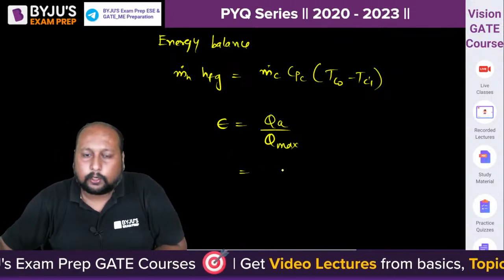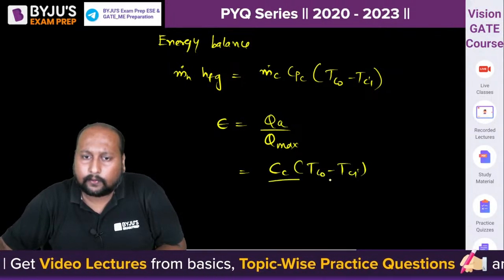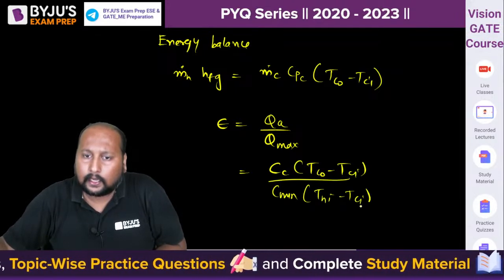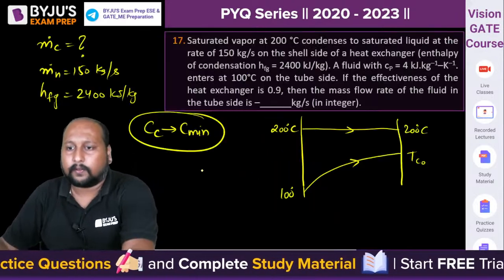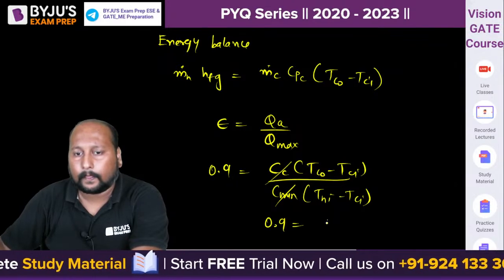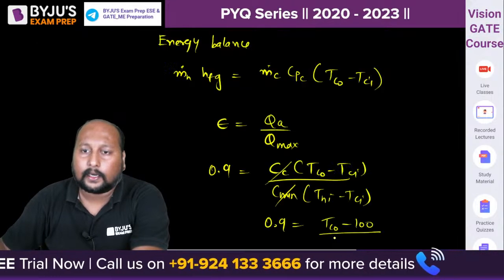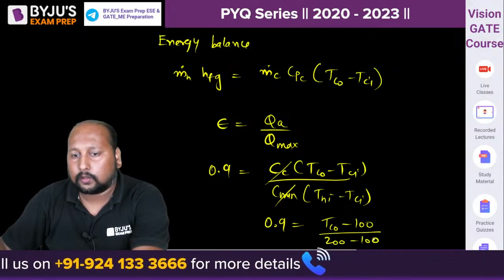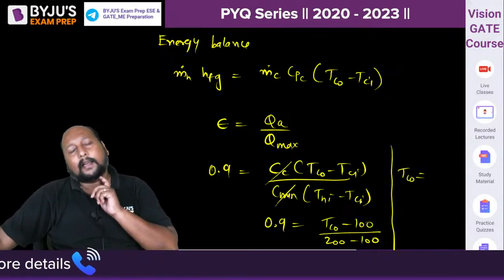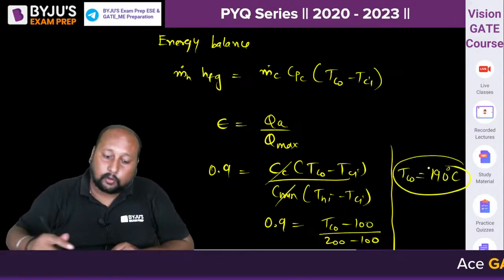So we can say this is equal to CC into TCO minus TCI divided by C minimum into THI minus TCI. This both get cancelled out. This value is given as I think 0.9. So from here I can get the value of TCO. TCI is given as 100. Hot inlet is 200 minus 100. So from here, what is the value of TCO you are getting? 100 into 0.9, that is 190 degrees Celsius. TCO is equal to 190.